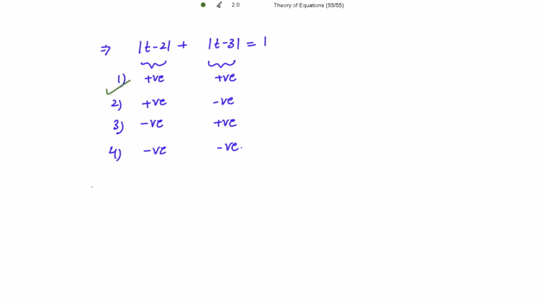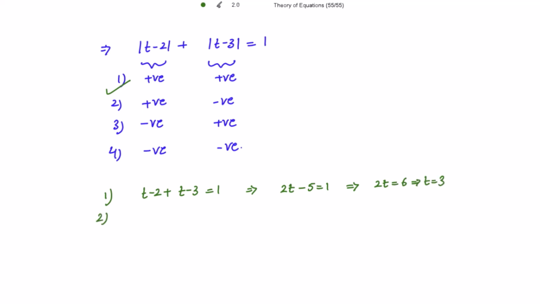So taking the first part, when both are positive, this is t minus 2 plus t minus 3 equal to 1. So from here we get 2t minus 5 equal to 1. This implies 2t equal to 6, and we get t equal to 3.